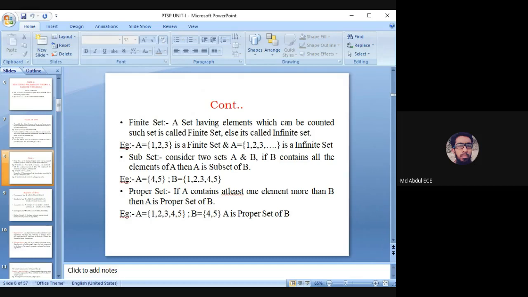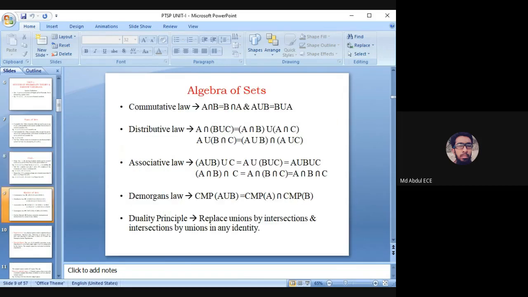Next, coming to the subset. Say we have taken two sets, A is equal to 4, 5 and B is equal to 1, 2, 3, 4, 5. If B contains all the elements of A, then we call A a subset of B. Next, coming to the proper subset: if B contains at least one element more than A, then A is a proper subset of B. By seeing the example, you can easily know the definition of these types of sets.